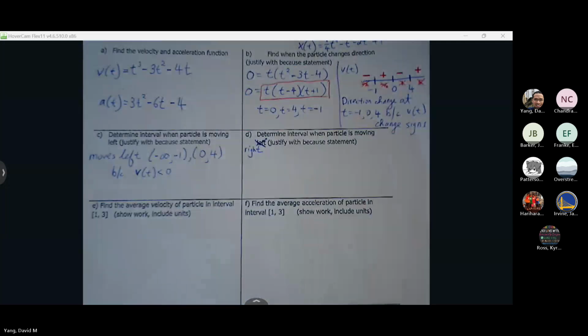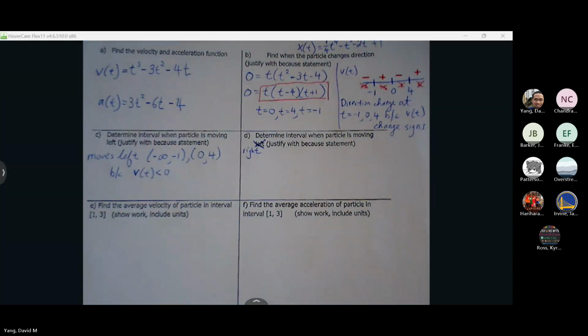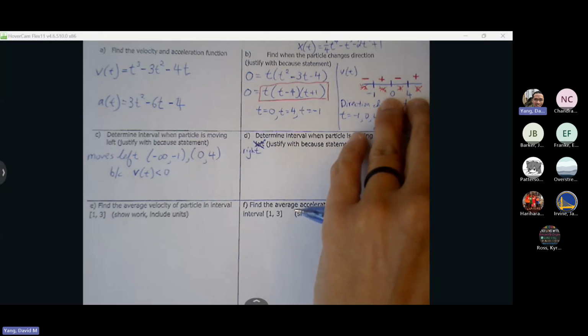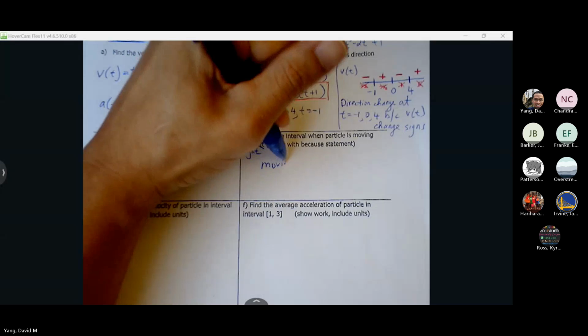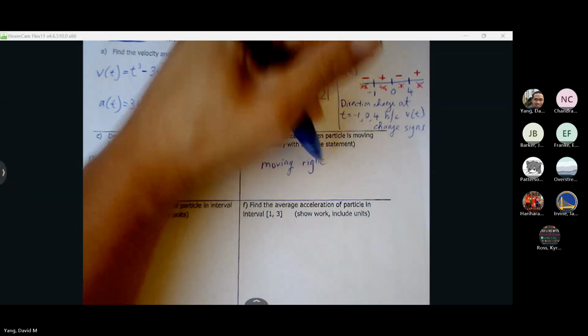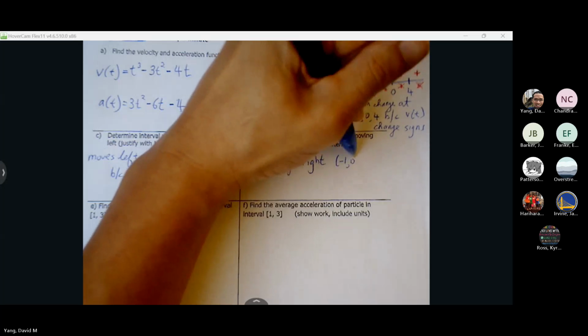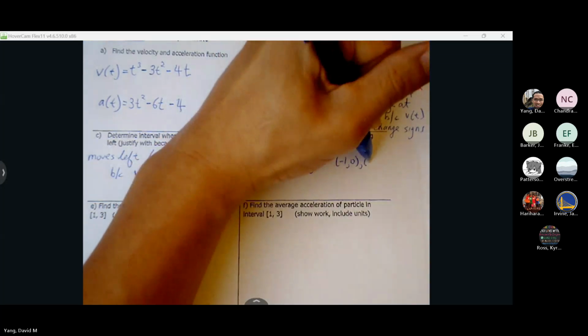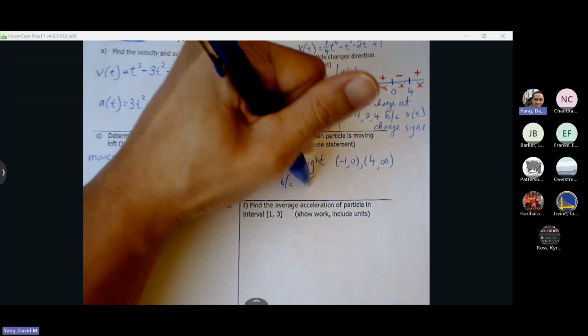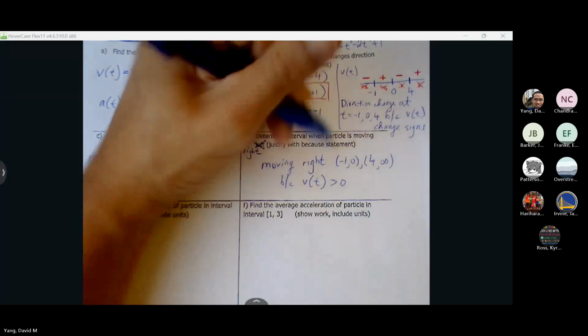Sorry, I meant to say right for part D. So moving right are all the positive intervals here: -1 to 0, and then from 4 to infinity. Because velocity is greater than 0.